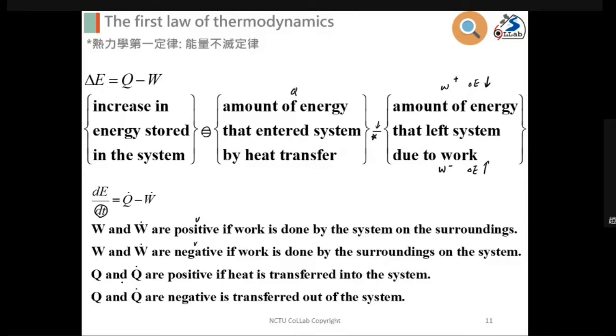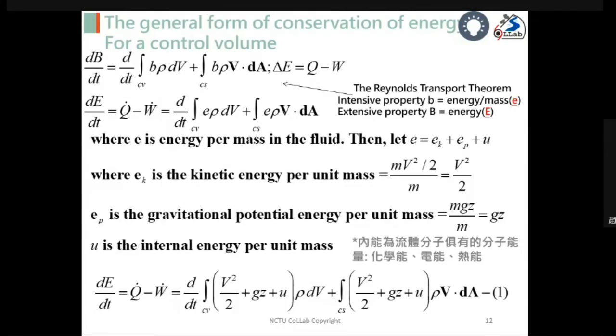Okay, if you take a look and follow this equation, you can easily figure out what the positive and negative meanings are. Again, if the Q is positive, it will let the delta E increase. So if the heat is transferred into the system, the energy increases. With the minus here, the energy will decrease because of transfer out of the system.